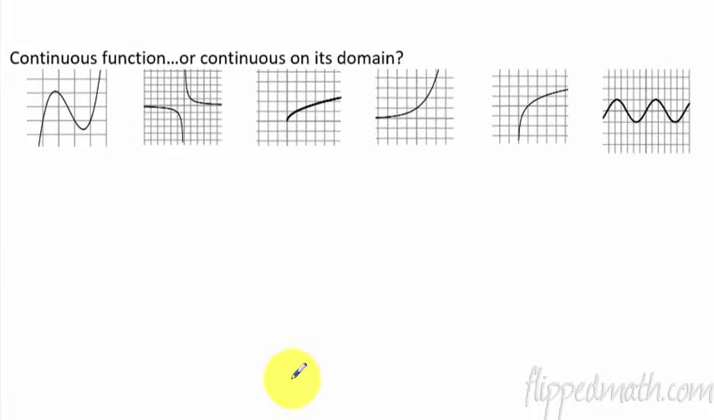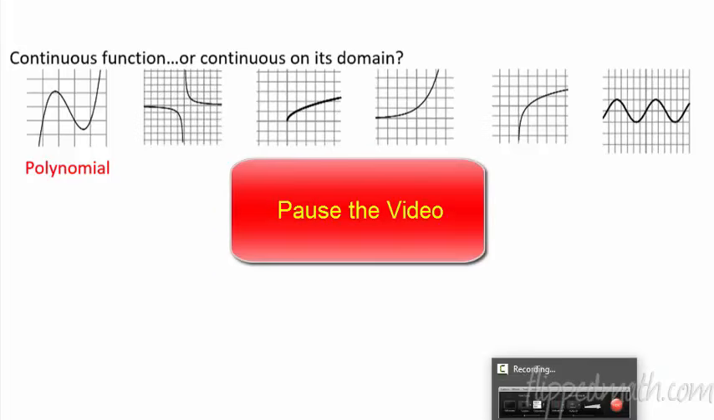All right, continuous function or continuous on its domain. I'll explain what this means in just a second. What I want you to do is pause this video right now and write out what type of function each of these are. I'll give you the first one. The first one is a polynomial. Yes, it was a cubic specifically, but I'm going to use a broader group than just a cubic, and that is a polynomial. See if you can come up with the names of these. So write those out real fast.